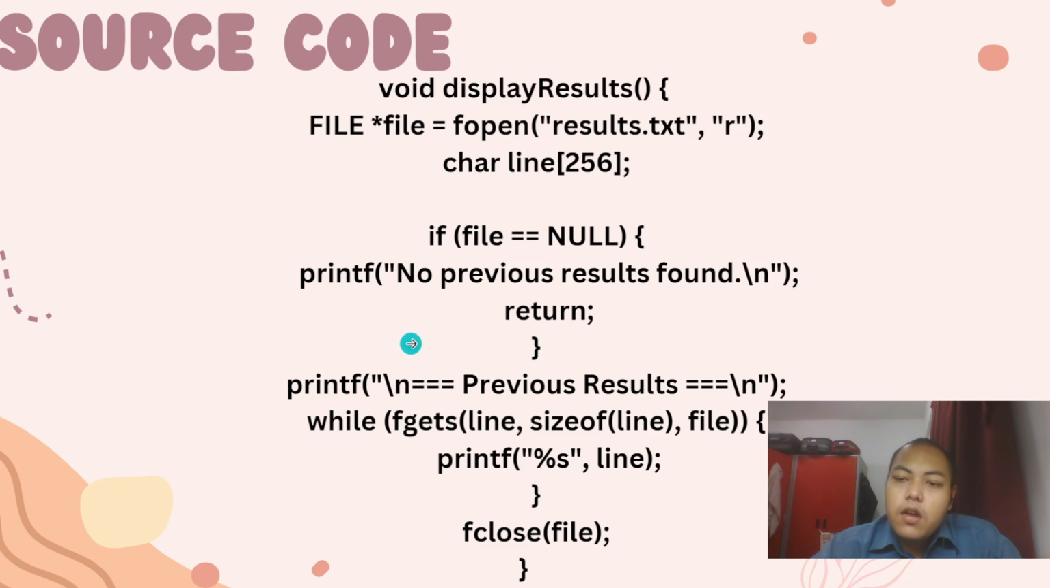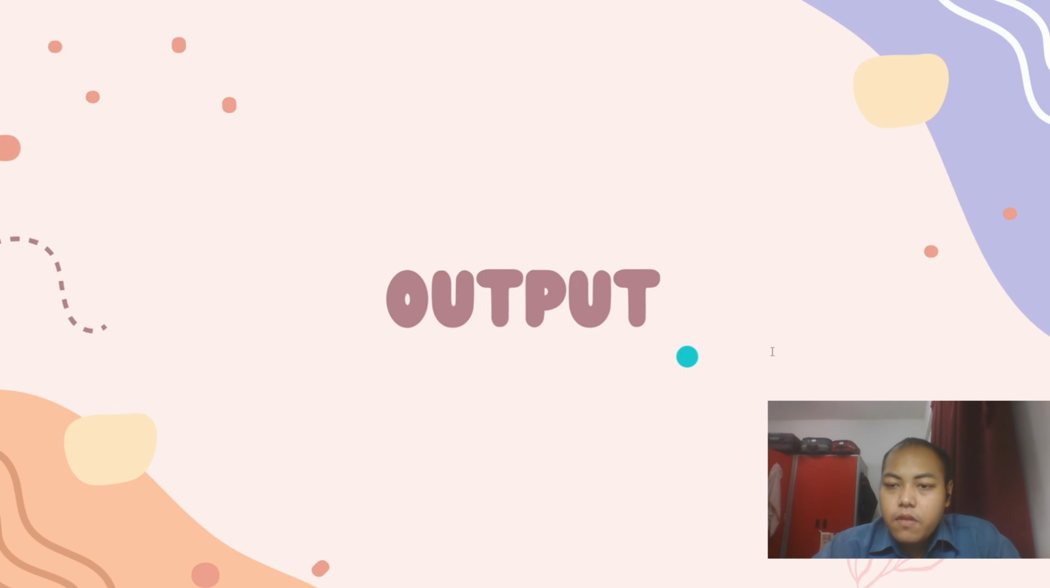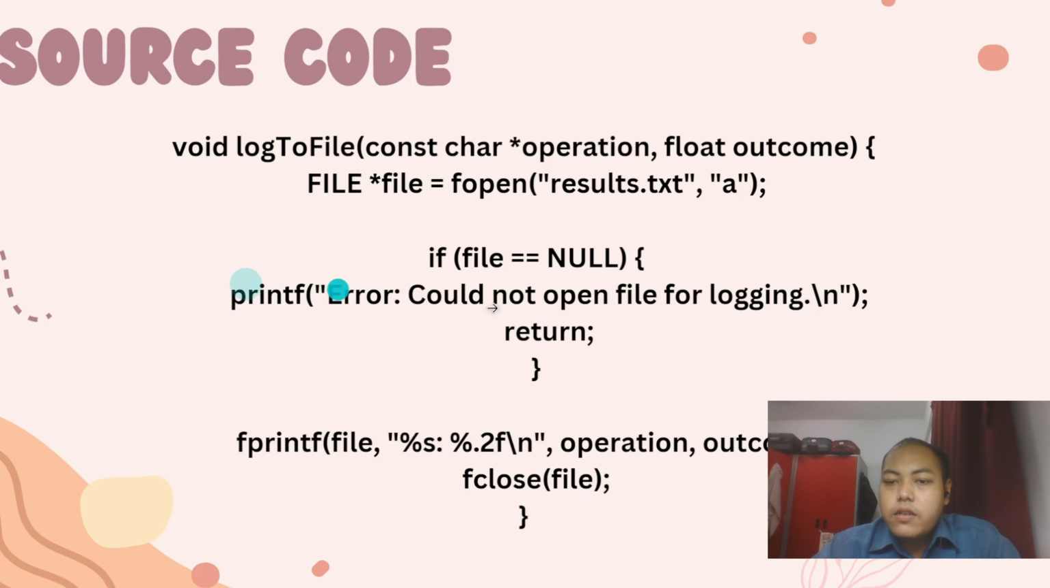So the program includes basic error handling, which is if the user enters an invalid menu option, they are prompted to try again. If the file results.txt cannot be opened, the program displays an error message. However, there's room for improvement. For example, we can add input validation to prevent invalid or non-numeric inputs.